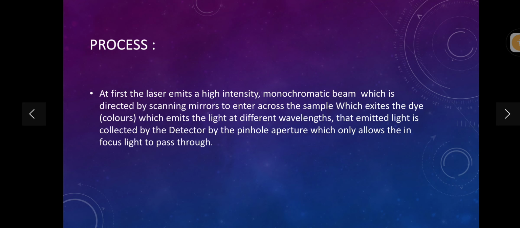Move on to the next, the process. I will tell it in a simple way: first the microscope will emit a laser, which will be directed by scanning mirrors across the sample, where the sample emits light with different wavelengths. That light of different emitted wavelengths is collected by the detector. The detector, which is present over the CLSM, will collect the emitted light through the pinhole aperture, which only allows the focused light to pass through.